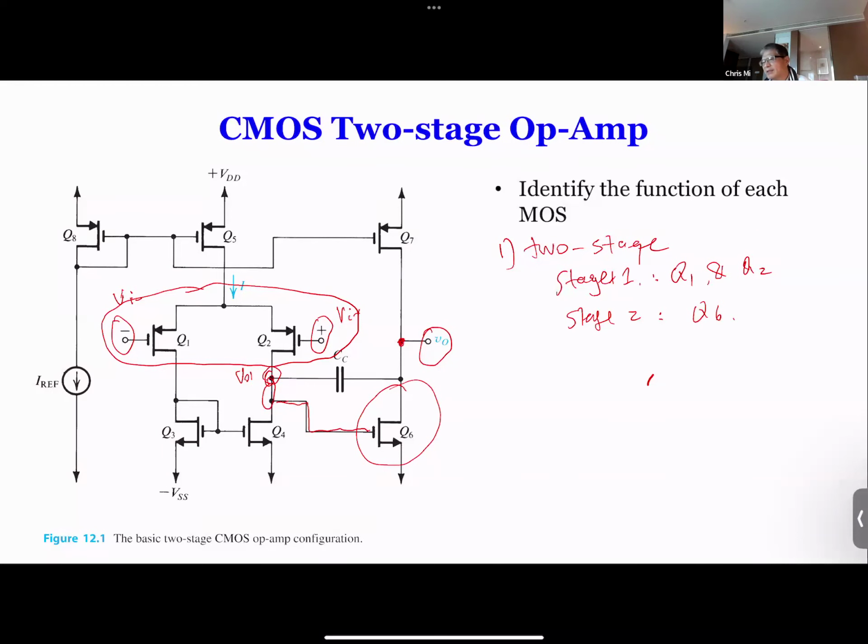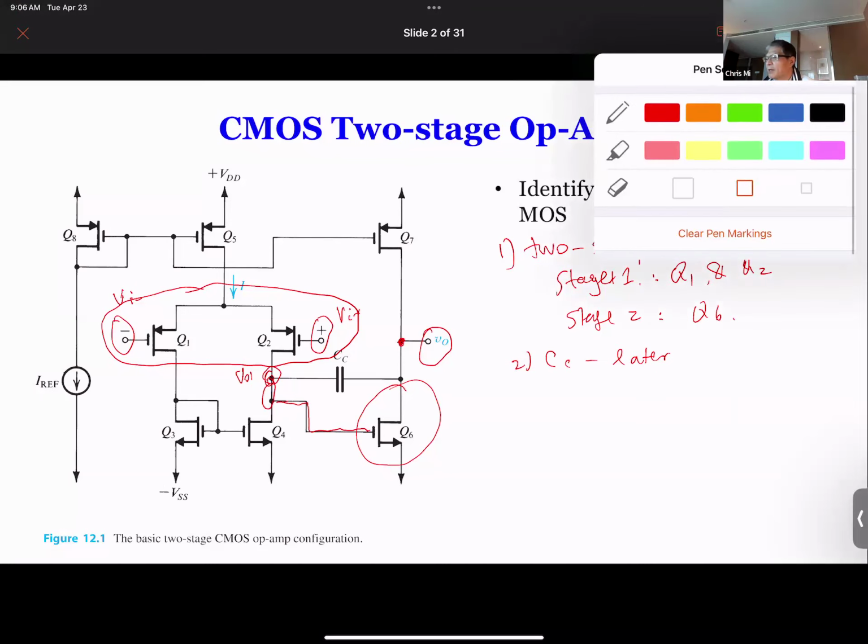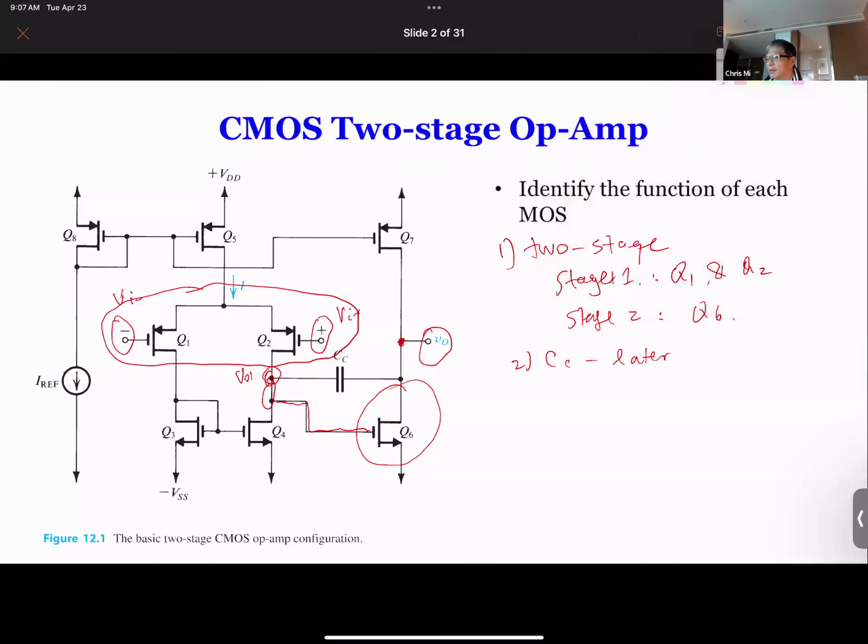There is a CC capacitor, and we're going to talk about the function of CC later. As you probably know from chapters 10 and 11, this is feedback. But why use the CC feedback? Because we want to use that to improve the frequency response. So that's why we need the CC. We're going to talk more about it on Wednesday, so today we're going to just leave it like that. Another unique characteristic is that this amplifier has only two stages, so it does not have an output stage.